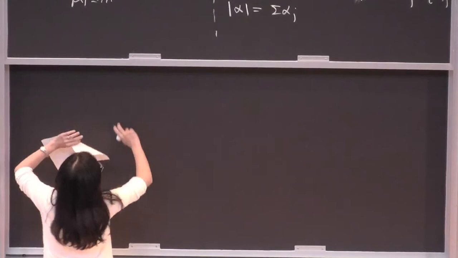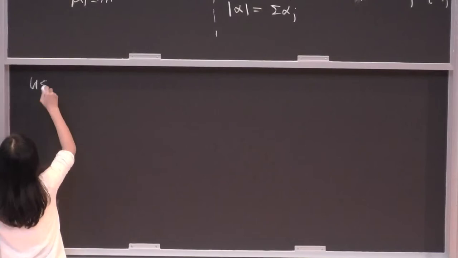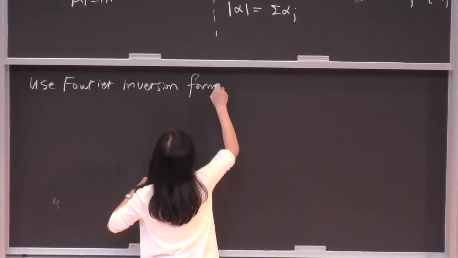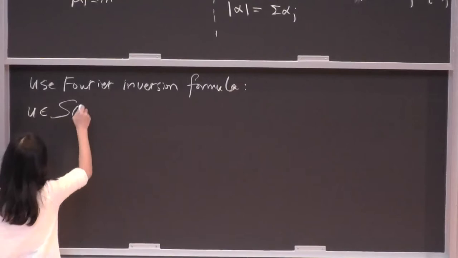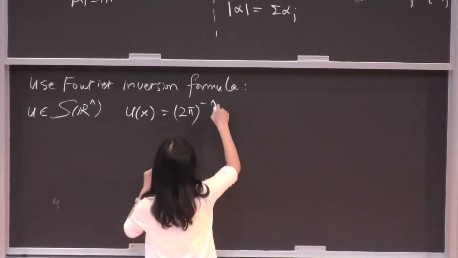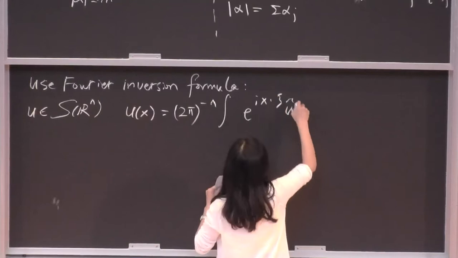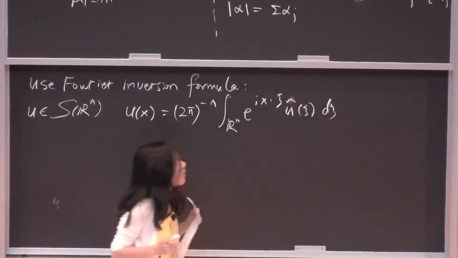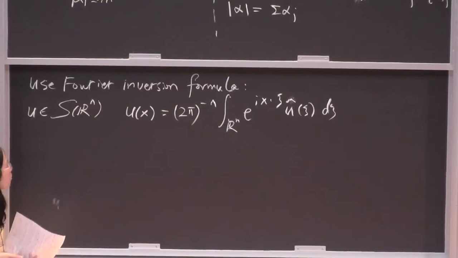We're going to use the Fourier inversion formula to write this action. That is, suppose I take a good function, a Schwartz function, and then we can write u(x) to be equal to (2 pi)^{-n} integral over R^n of e^{i x dot xi} u hat(xi) d xi. This is just the regular Fourier inversion formula. You can do it in a more general class, but for now let me just restrict myself to the Schwartz class.